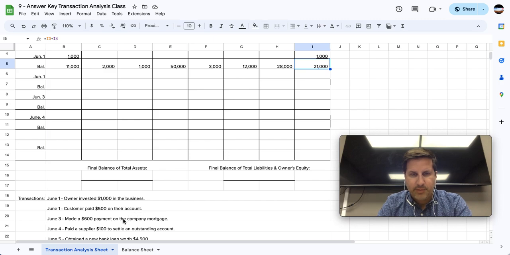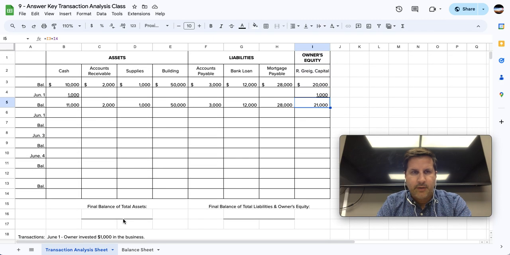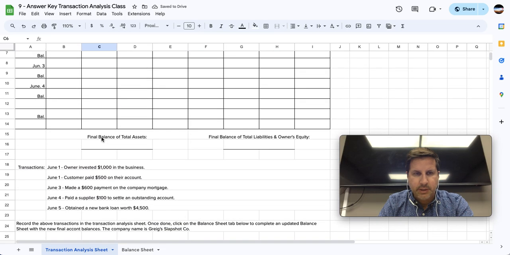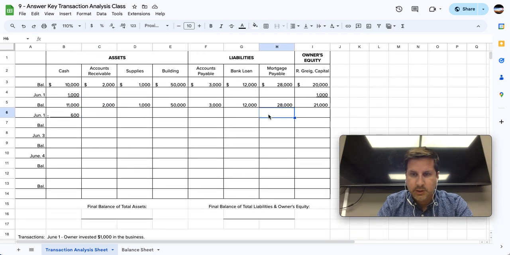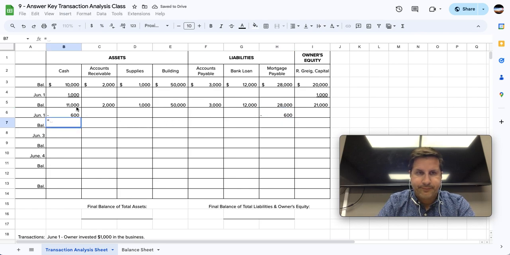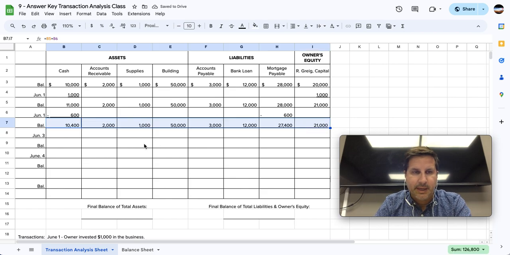I made a $600 payment on the company mortgage. All right, so if I make a payment, I know that I have $600 less, so minus $600 for my cash. And then I also owe less mortgage because I paid it off. So I'm going to go over to my mortgage, minus 600. And then once again, I'm going to carry down my balance. I'm going to still add this together because it's a negative. So I now have 10,400. I'm going to do my drag thing across. And my balances have been updated.